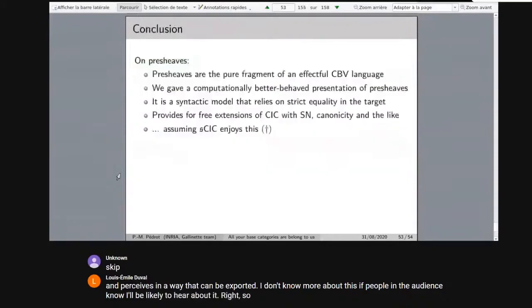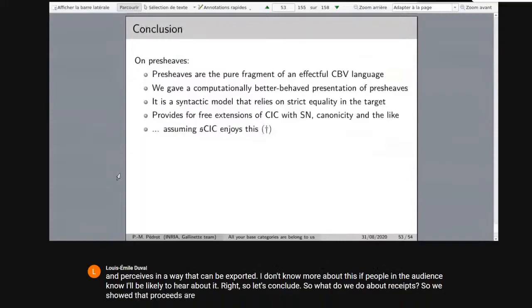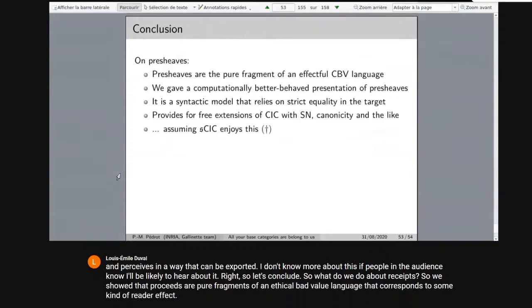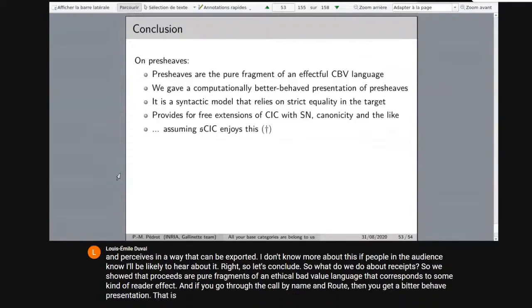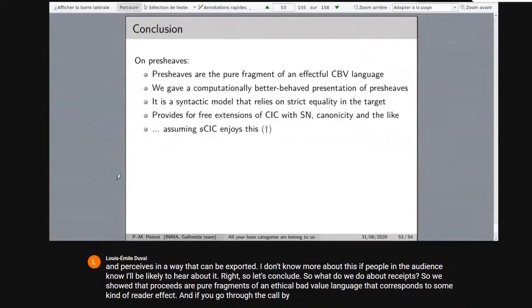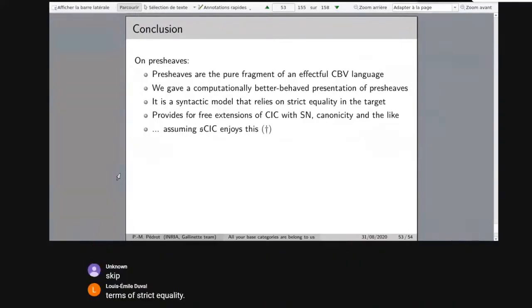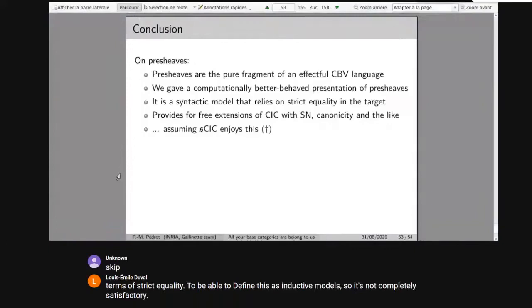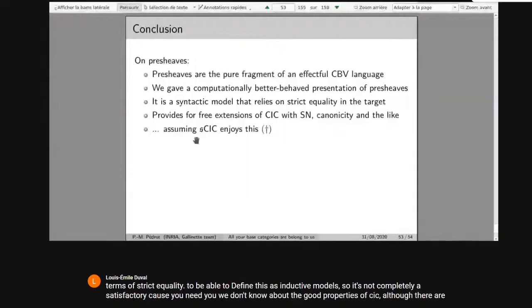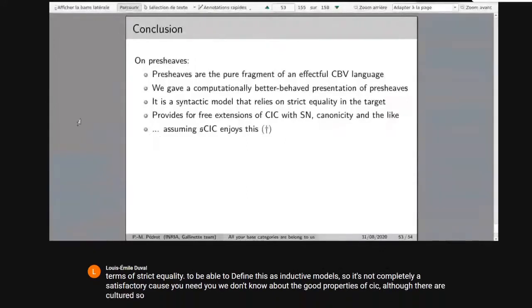Right, so let's conclude. So what did we do about Presheaves? We showed that Presheaves are a pure fragment of an effectful call-by-value language that corresponds to some kind of reader effect. And if you go through the call-by-name route, then you get a presentation that is compatible with the beta conversion, so that is better for dependent type theory. But you need parametricity defined in terms of strict equality to be able to define this as a syntactic model. So it's not completely satisfactory, because we don't know about the good properties of CIC, although they are conjectured. So still a bit of work to do.